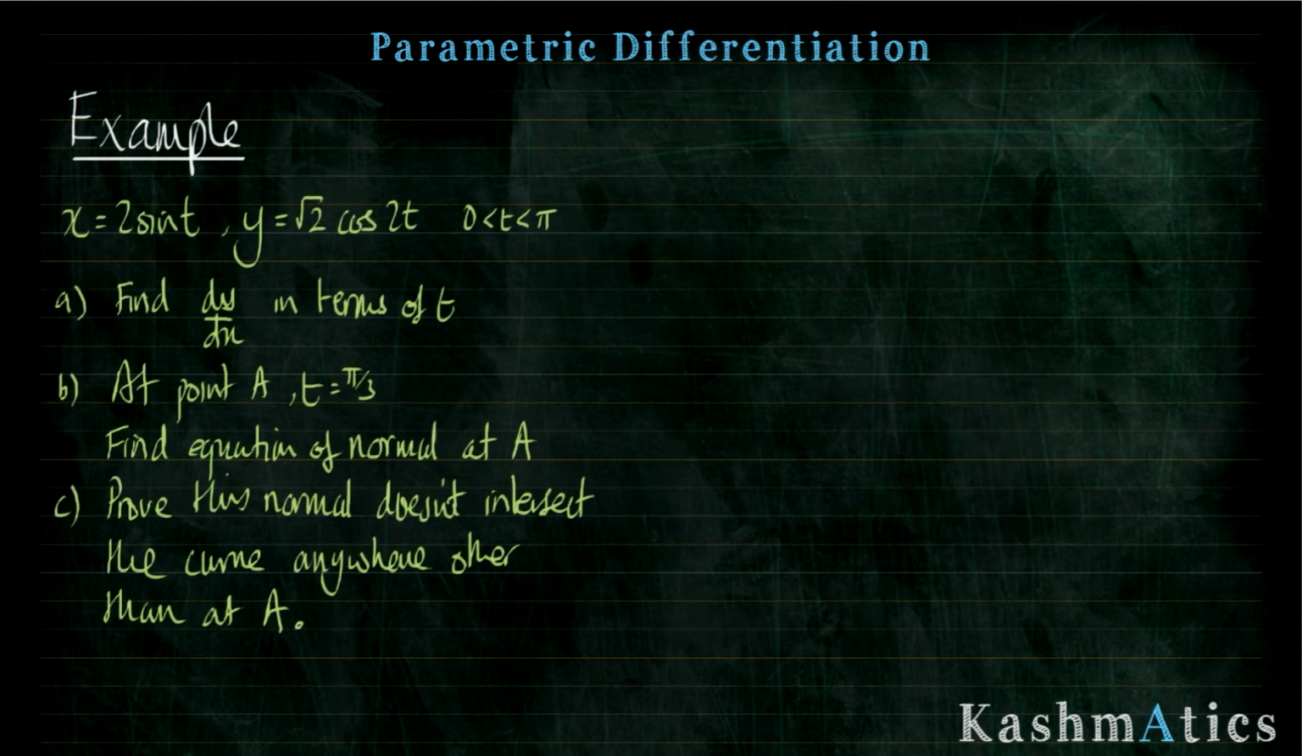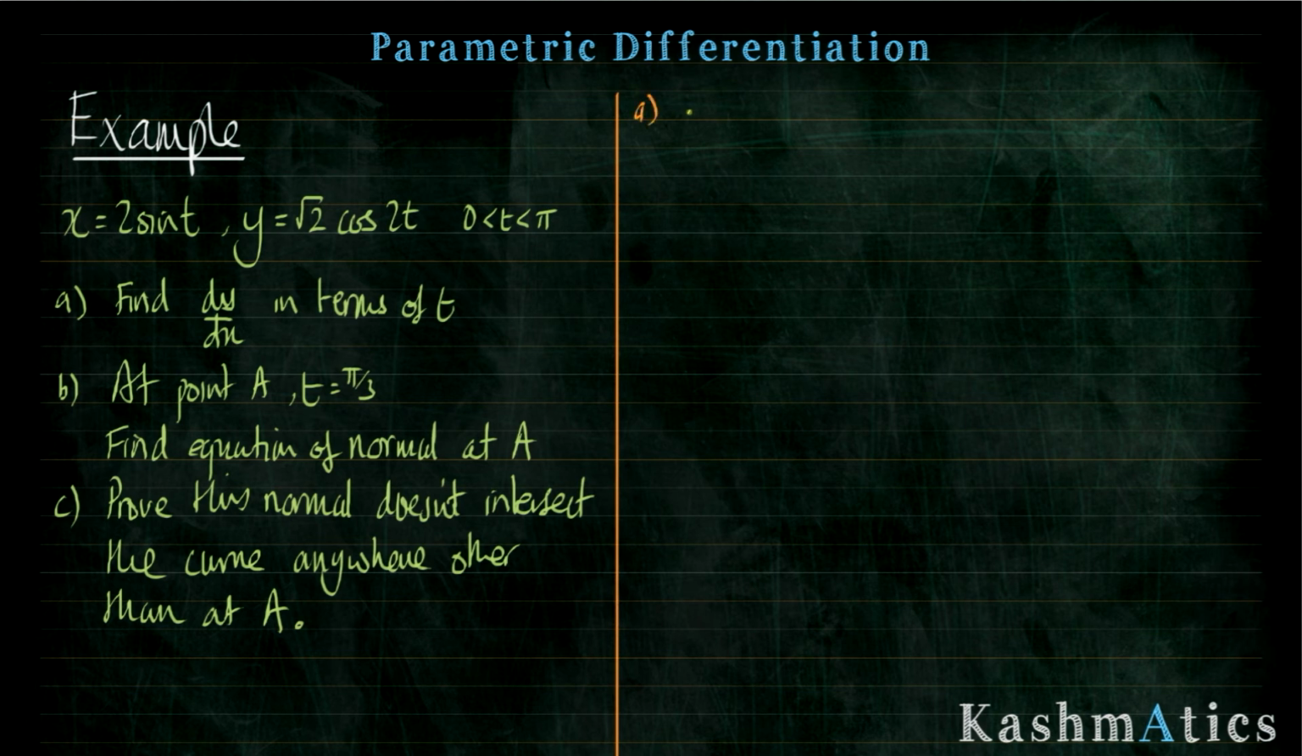Right, and our final example, we've got x equals 2 sine t, y equals root 2 cos 2t, and t is between 0 and pi. And we need to work out what dy by dx is, which by now you should be okay with. Part B, at the point A, t equals pi over 3, find the equation of the normal at A. So you should know the procedure for that. And for part C, we've got to show that this normal doesn't hit the line again. All right, and I'll show you how to do that in a little while. So let's do part A first.